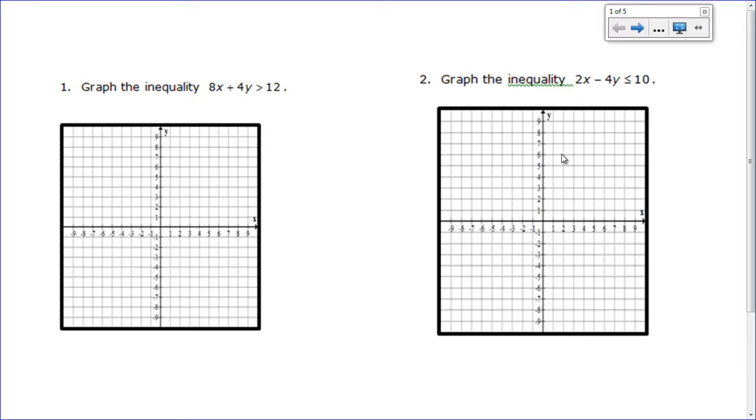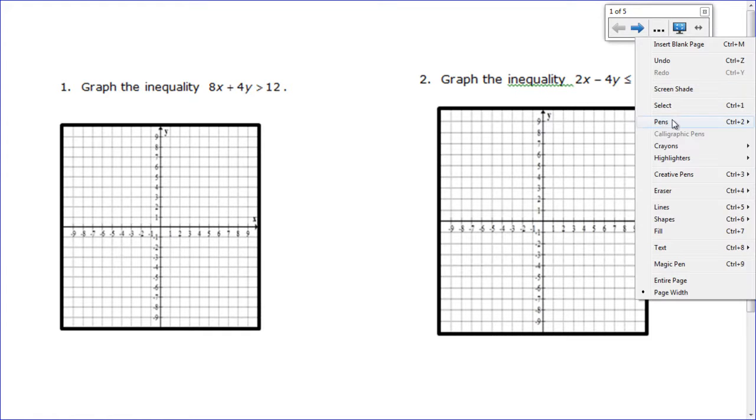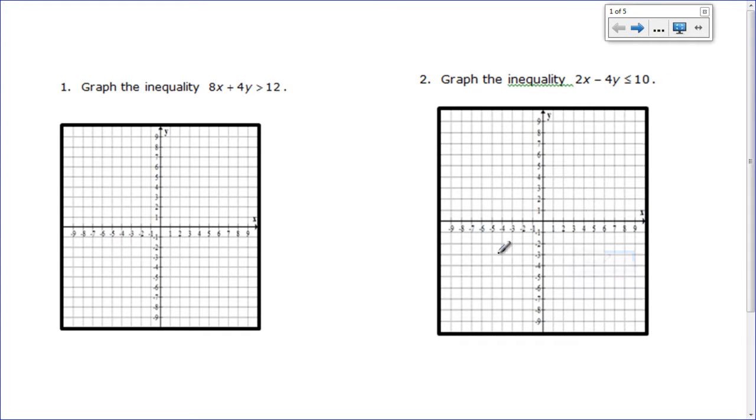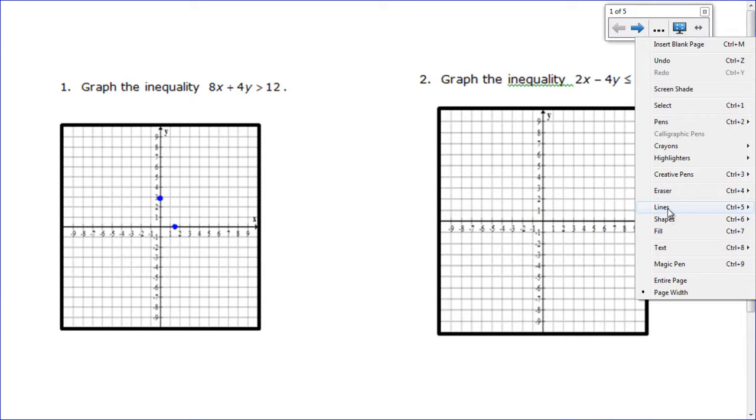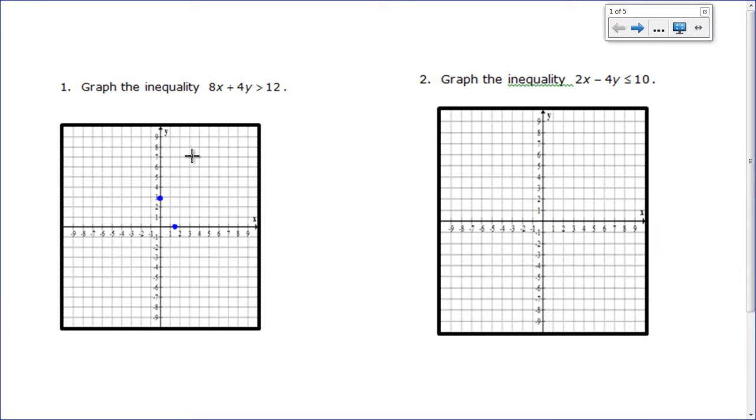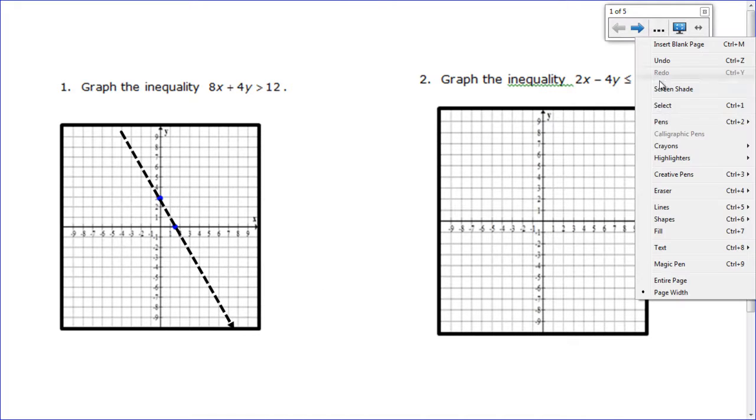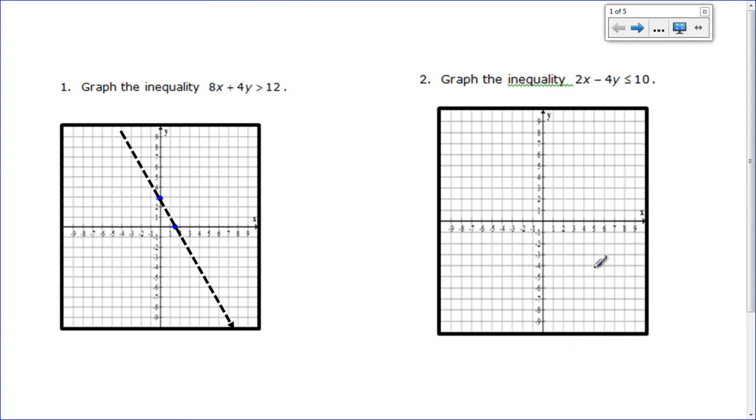Number 1 I put up here just so that I could compare it to things and tell you a few things. We graphed this inequality on our notes. The x-intercept was 1.5 and the y-intercept was 3, and then we drew our line, and we knew it should be a dotted line. Then we looked at the symbol and we shaded, and that was all good for this problem.